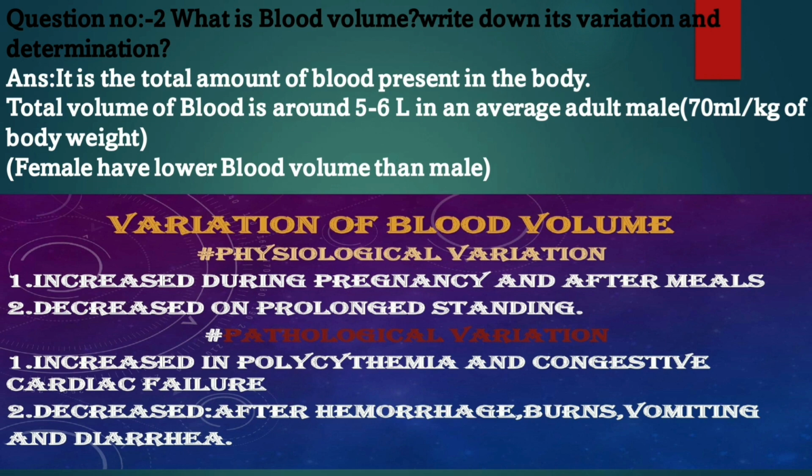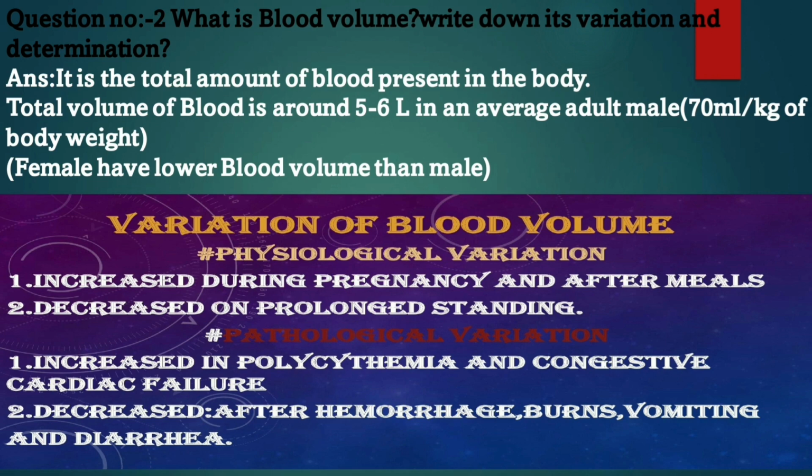Question number 2, what is blood volume? Write down its variation and determination. Answer: it is the total amount of blood present in the body. Total volume of blood is around 5 to 6 liters in an average adult male, 70 milliliters per kilogram of body weight. Females have lower blood volume than males.